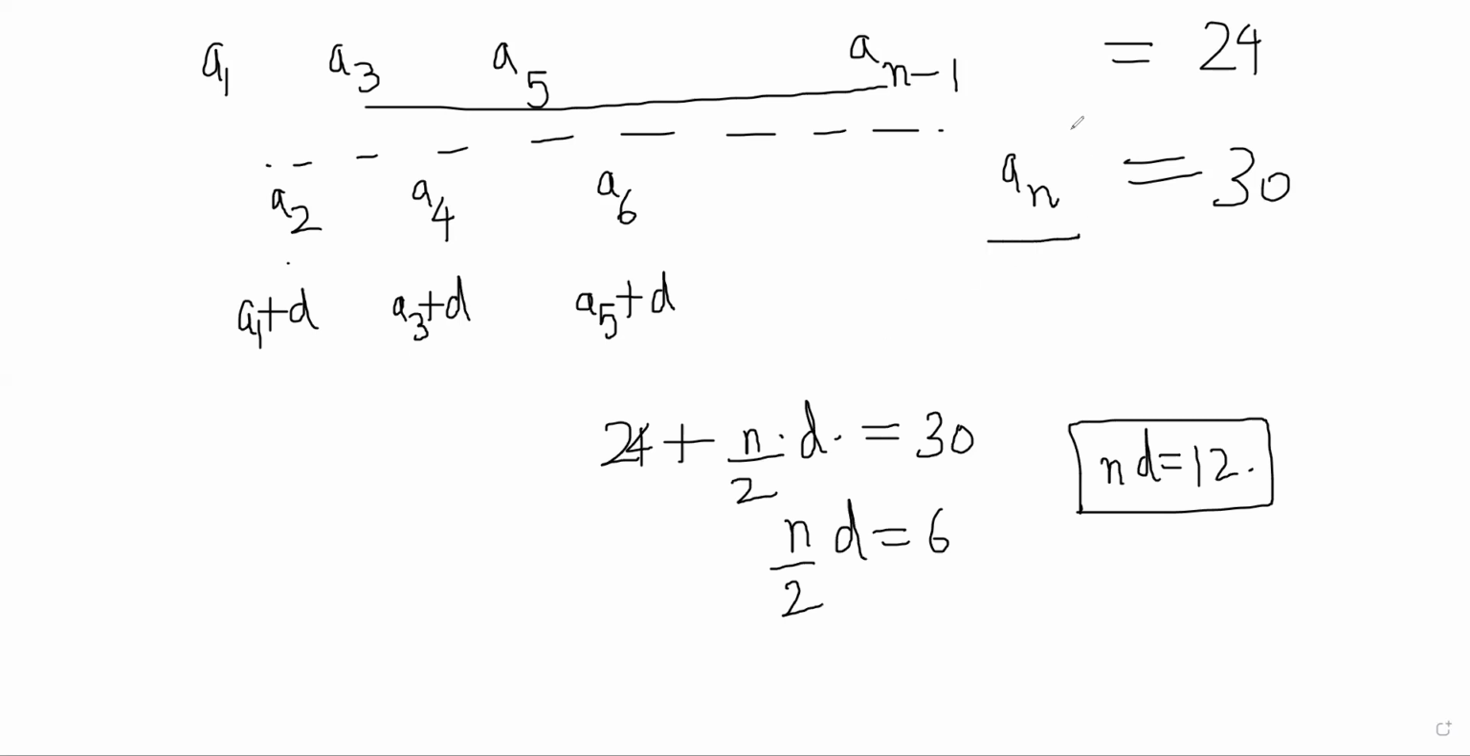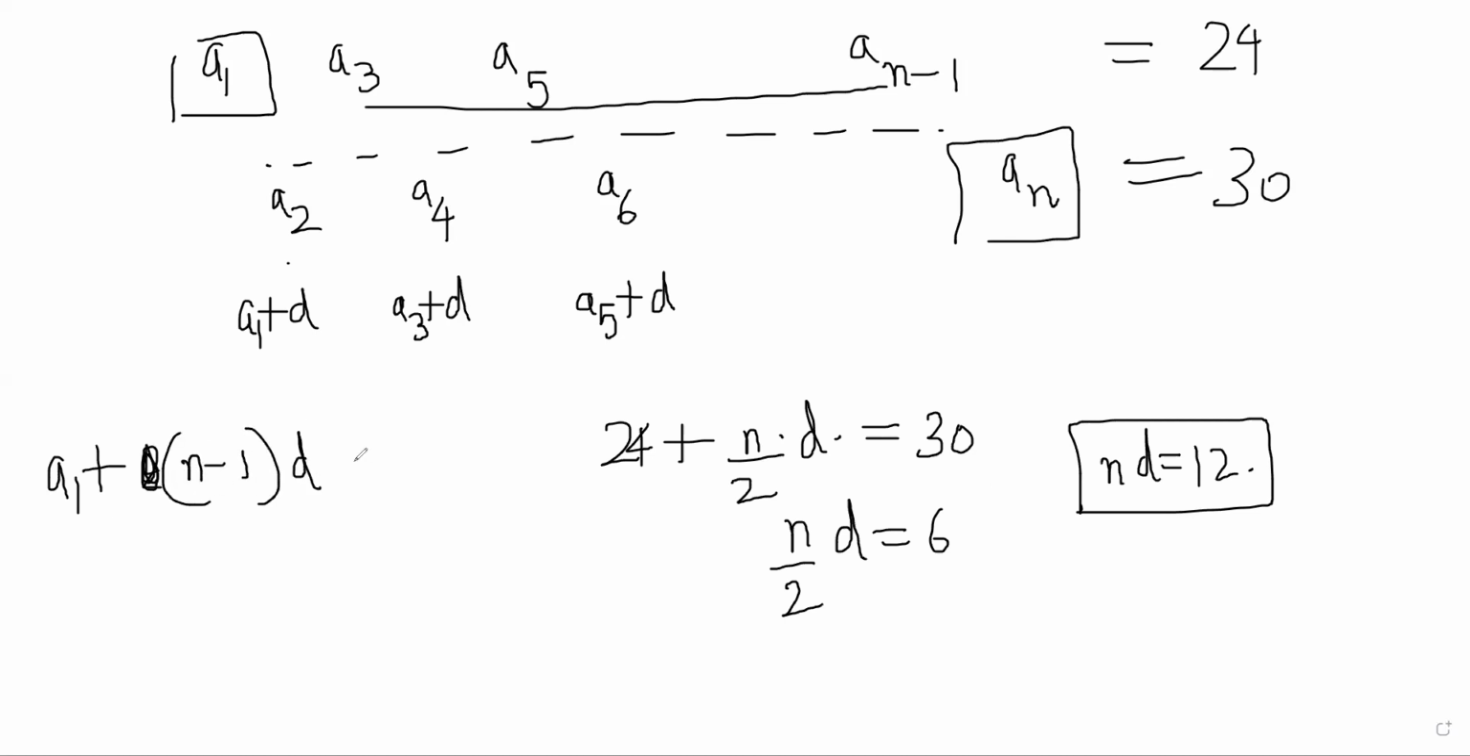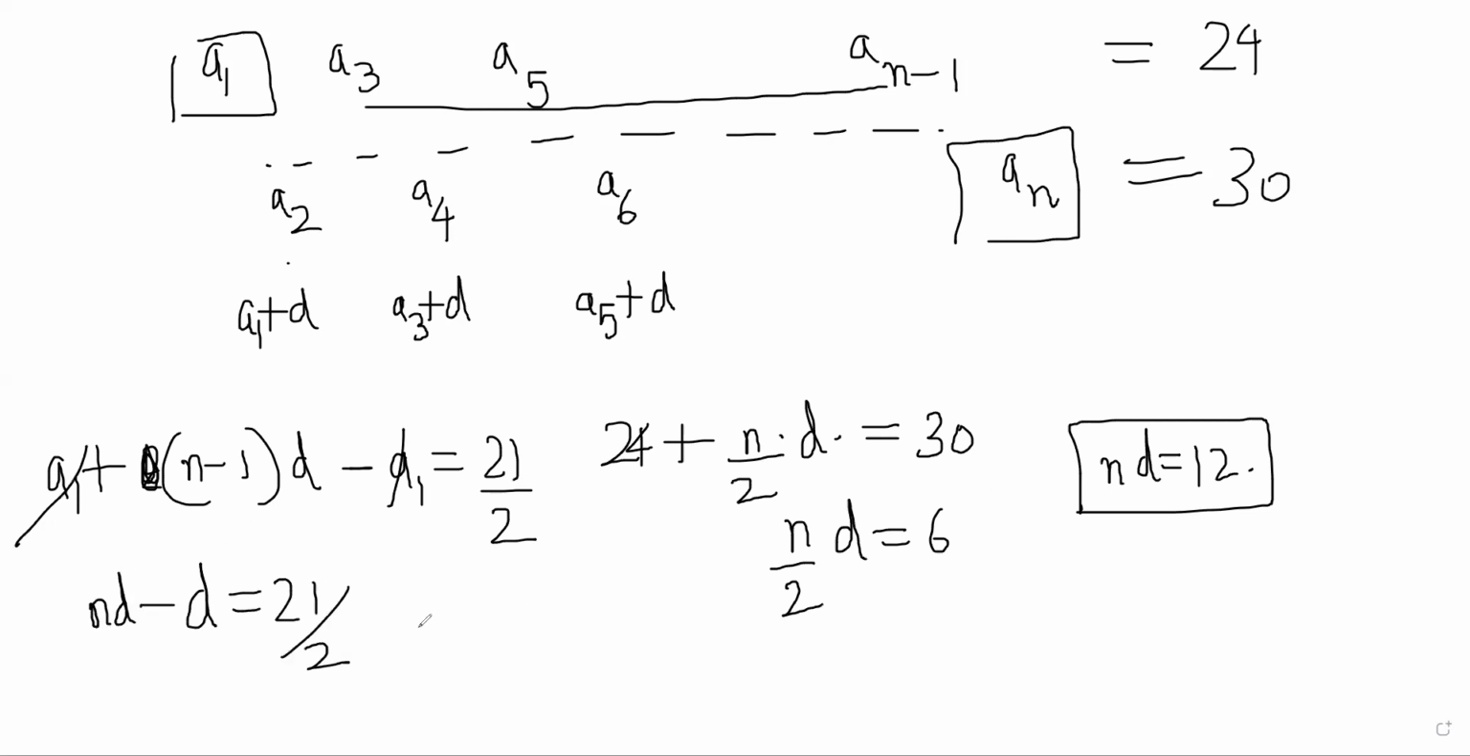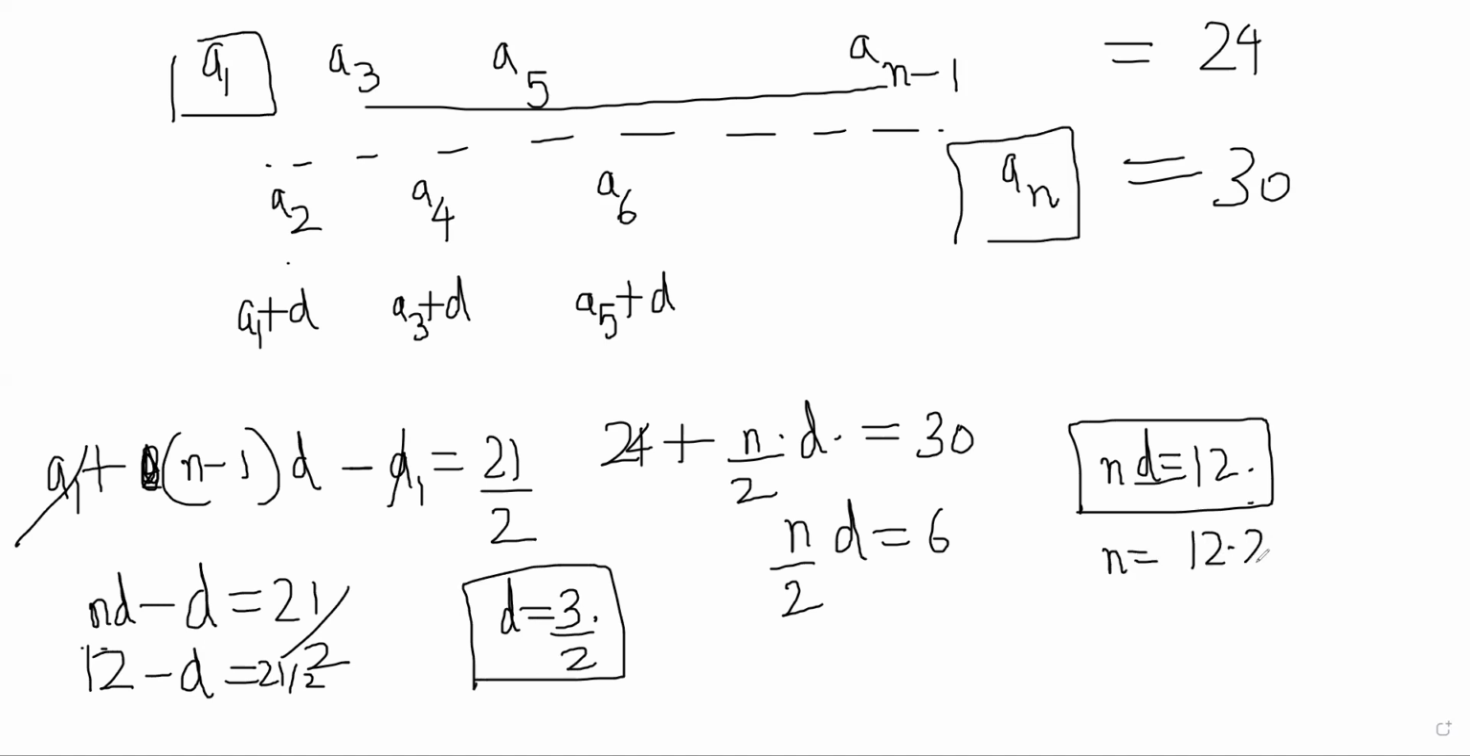And then they have given us the difference between this and this term, right? That is basically what? an is a1 plus n minus 1 d, minus a1 is 10 and a half, that is 21 by 2. So n minus 1 d, this is over now. nd minus d is equal to 21 by 2. So d is coming: 12 minus d is 21 by 2. So d is equal to 3 by 2. If d is 3 by 2, n is equal to 12 into 2 by 3.